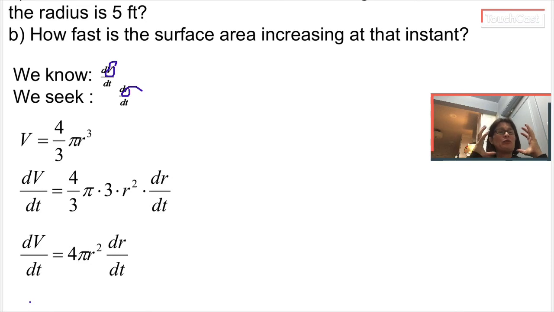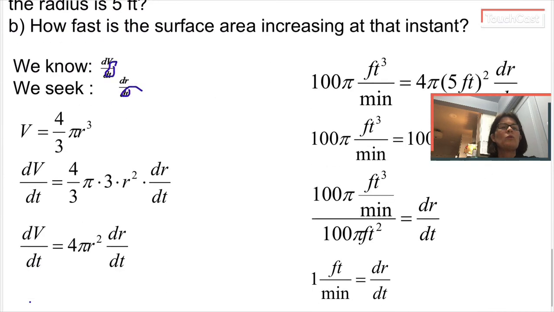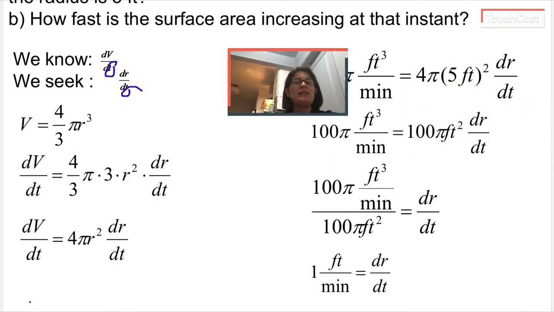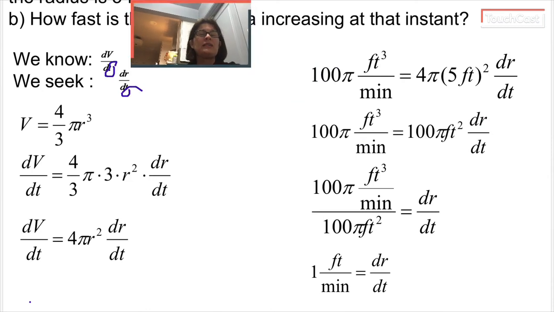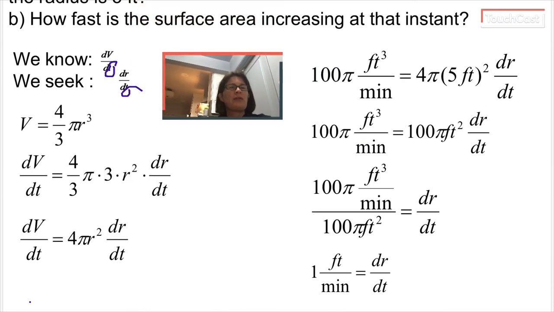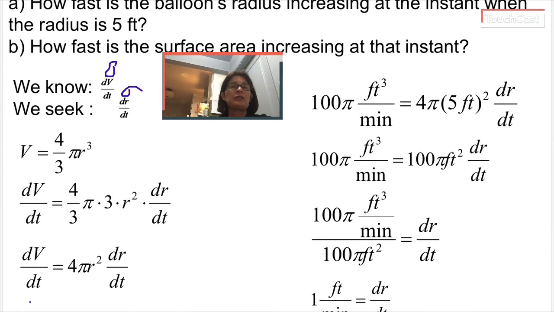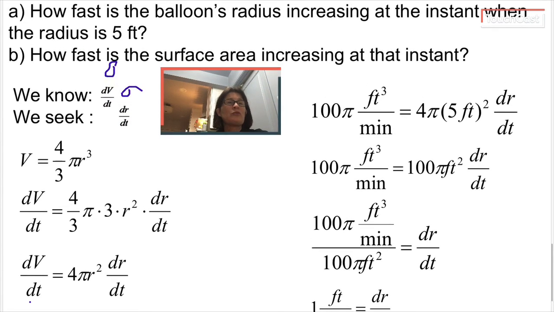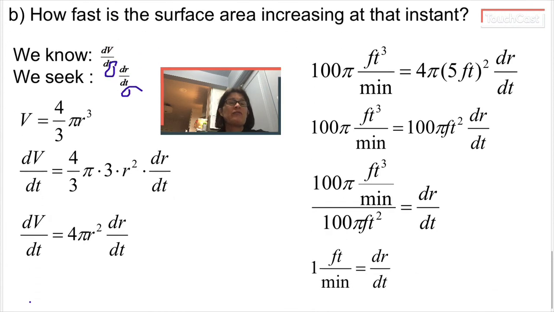Now it's time to freeze this picture. Mrs. Hicks, why didn't you draw a picture? Step 2 is supposed to be to draw a picture. I thought it was probably already clear how volume and radius were related, but feel free to draw a picture. Sometimes it helps to make that connection for you. Once I have that equation, dV/dt equals 4 pi r squared dr/dt, I want to remember the other things I know, and I'm going to freeze my picture. This was how fast the balloon's radius is increasing when the radius is 5 feet.